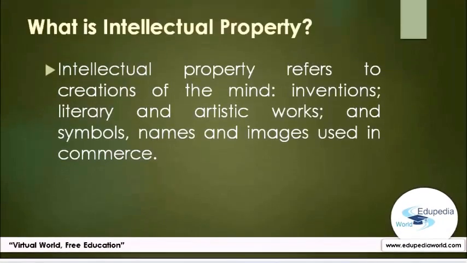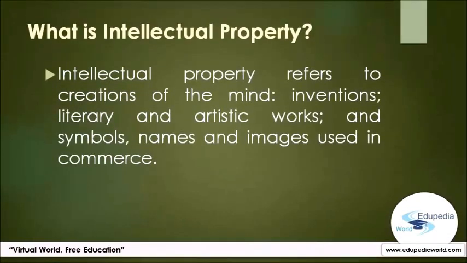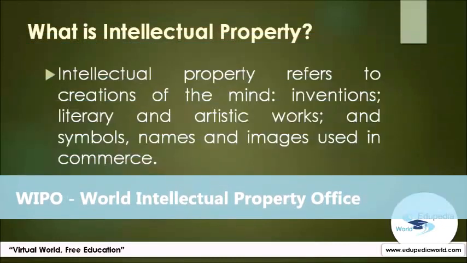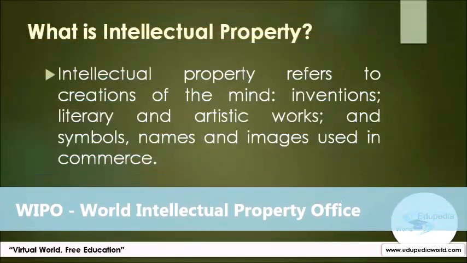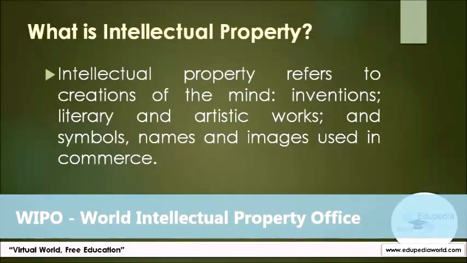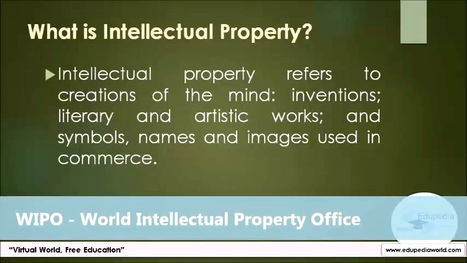So what does it mean by intellectual property? Intellectual property refers to creation of the mind, inventions, literary and artistic works, and symbols, names and images used in commerce. That's how the WIPO, World Intellectual Property Organization, described it. It is the main organization who took the initiative to protect intellectual properties internationally. We will discuss them in the next episode.